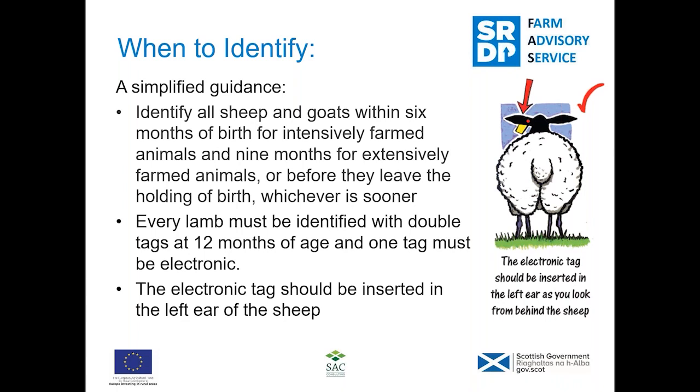Every lamb that becomes 1 year old and only has one tag must have the single tag removed and double tags with your own flock number inserted. This is called upgrading. When you're doing this, just make sure that both tags have the same individual number. The electronic tag should be inserted in the left ear of the sheep, as shown here on the diagram on the right hand side. So if you're standing behind the sheep, it would be on the left ear.